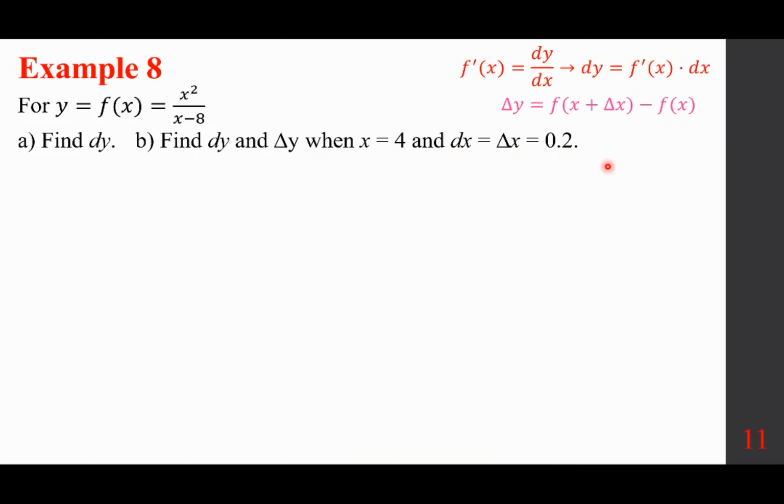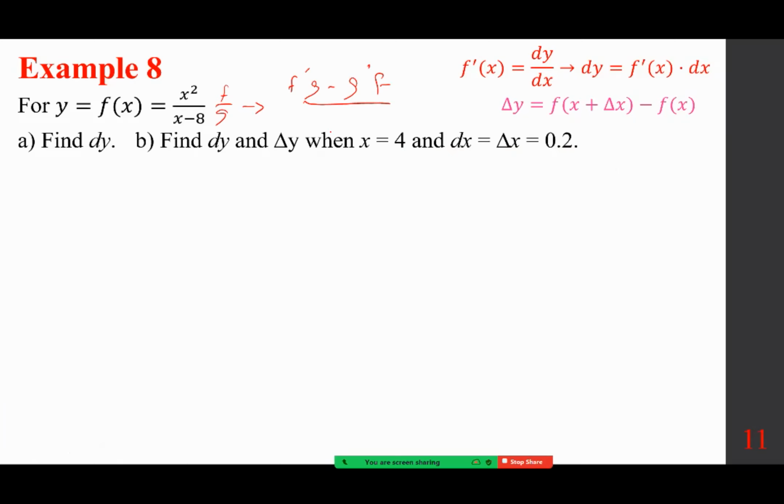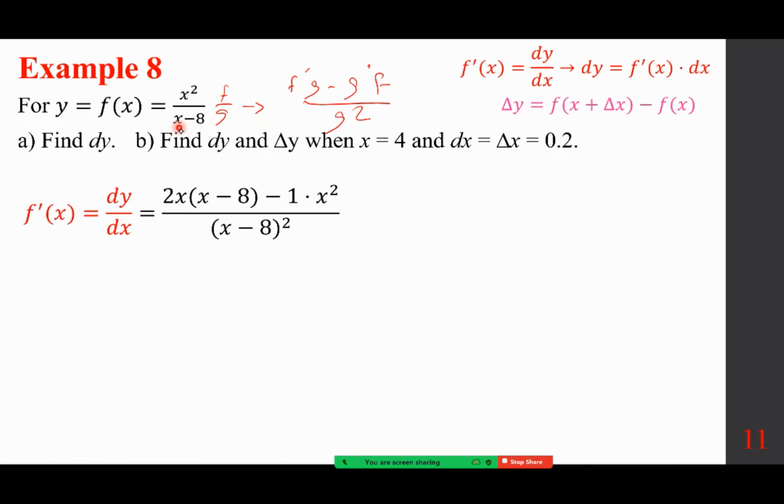And to differentiate, we need to use the quotient rule. So if you assume this is f over g, you need f prime g minus g prime f over g squared, which means I want to differentiate this. The derivative of the top is 2x times the bottom minus the bottom gives me 1 times the top x squared over the bottom squared. So that's the differentiation using the quotient rule.